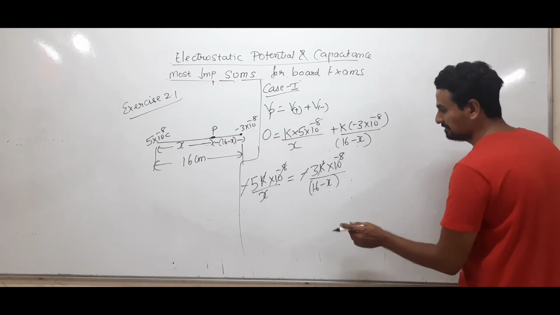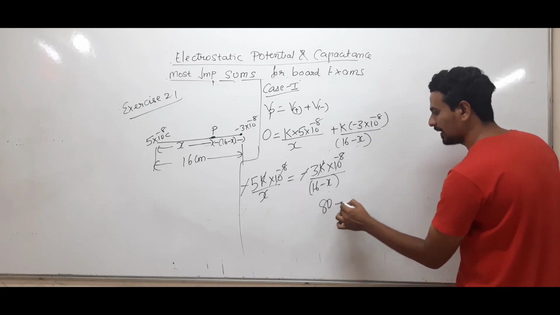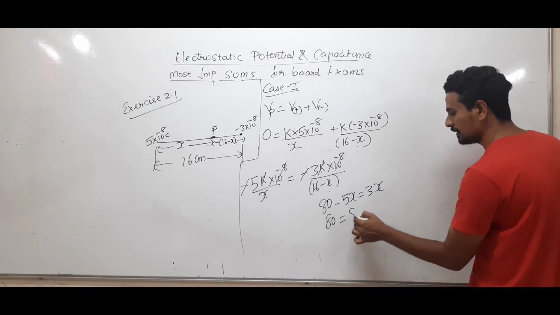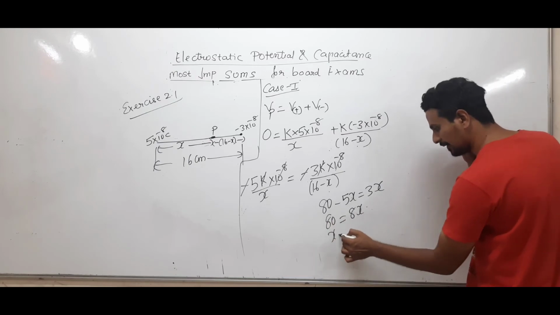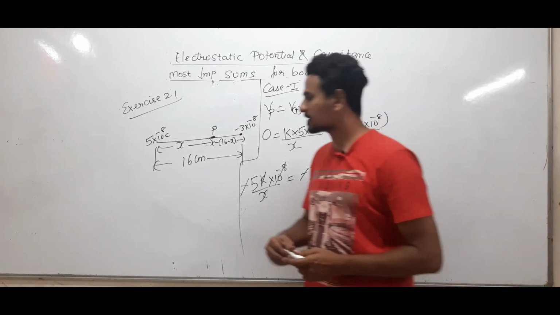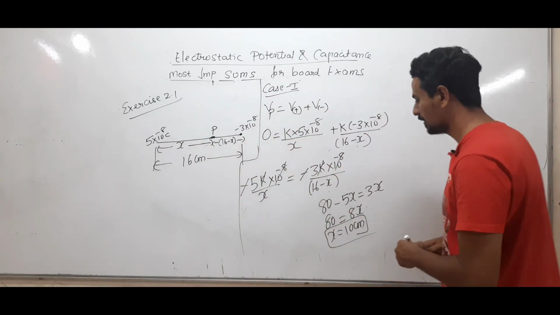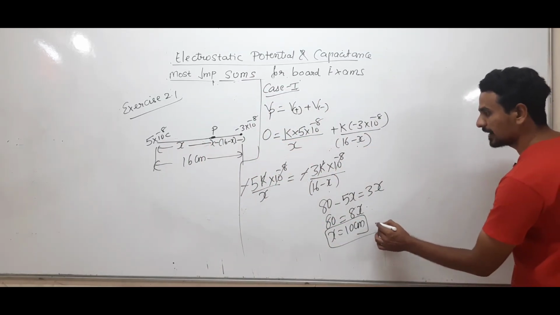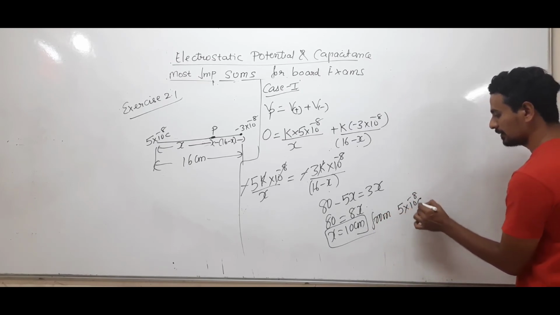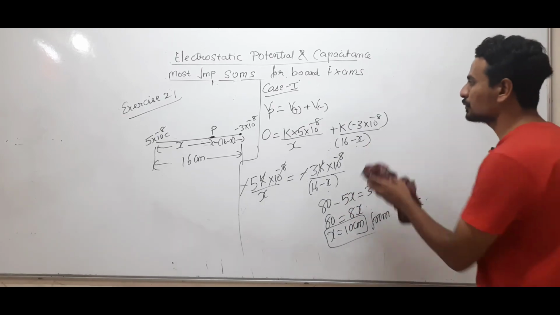Okay, multiply this. 80 minus 5x equals 3x. 80 equals 8x, right? So x equals 10 centimeter. So first distance is 10 centimeter from 5 into 10 raised to minus 8 coulomb charge. Clear? Right? This was case 1. Now let us discuss case 2.